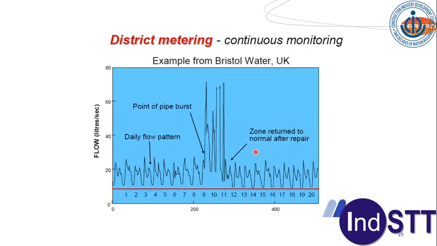Now this is again district metering, continuous monitoring. One example: this is the daily flow pattern, and this is the point of a pipe burst, so the flow increases a lot. Again the zone is repaired, so the zone returned to normal after repair, and again we can see the normal flow coming here. So this is the flow logging concept.